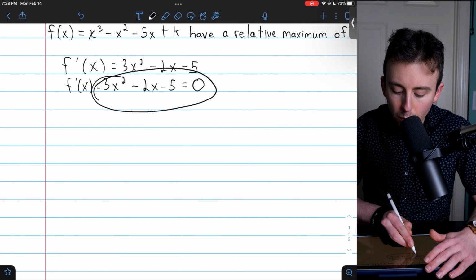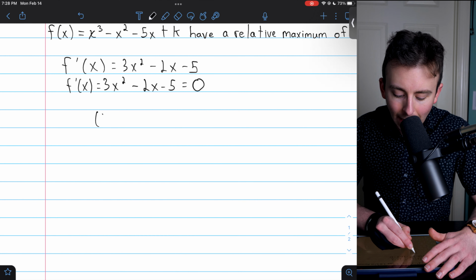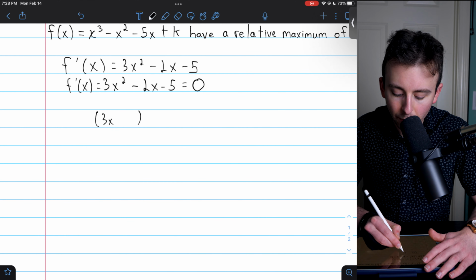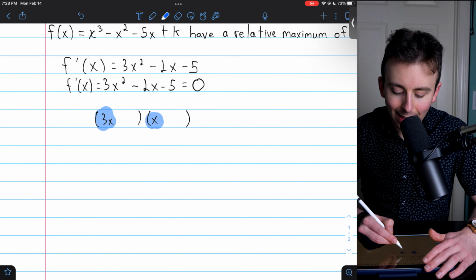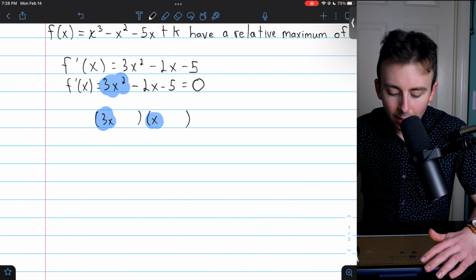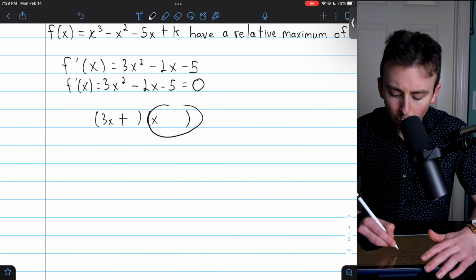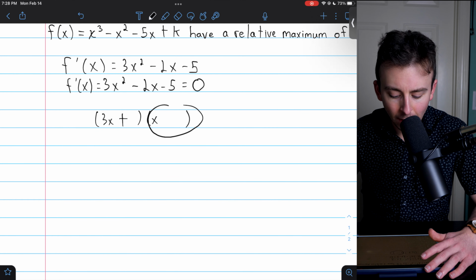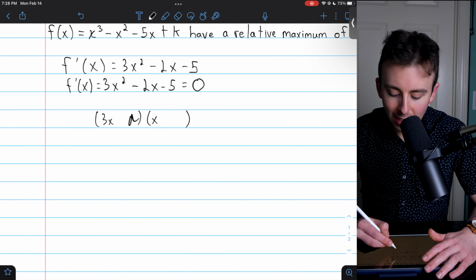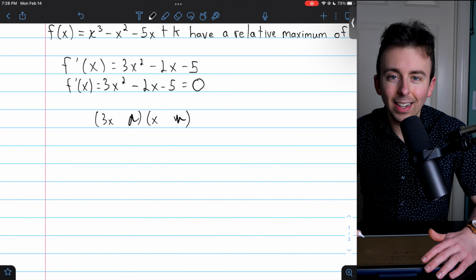Now, when we try to factor this, we know we're going to have a 3x in one of the factors, and the other factor is going to have x. That way, we get 3x squared. Now, besides that, since the constant is a negative, we know that one of these is going to need a plus, and one of them is going to need a minus. We'll have to wait and see which will be which. Now, what numbers could possibly go here and here? Well, they've got to multiply to negative 5, so that limits the options quite a bit.